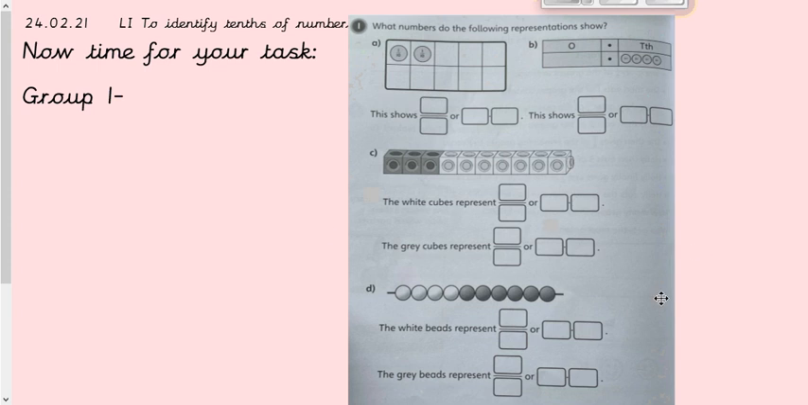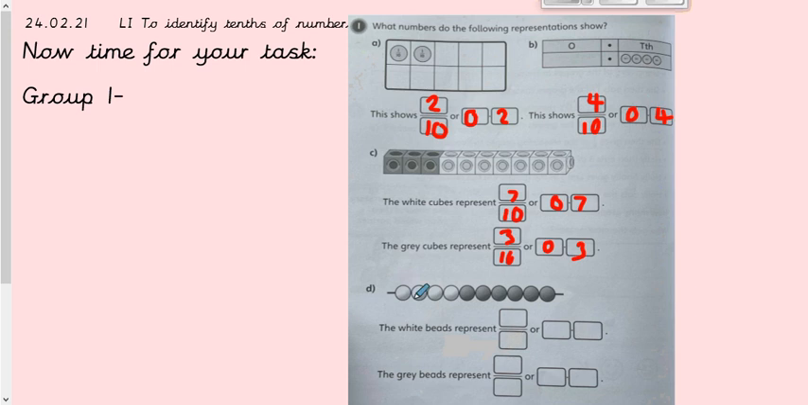Okay, welcome back. Let's have a look at some of the answers then. So for Group 1, what numbers do the representations show? So we have 2 tenths, because if you have 1 tenth and another tenth, that is 2 tenths. So that would be 0.2. Part B shows 1, 2, 3, 4 tenths, which is 0.4. The white cubes represent 1, 2, 3, 4, 5, 6, 7 tenths, which is 0.7. And the grey cubes represent 3 tenths, which is 0.3.